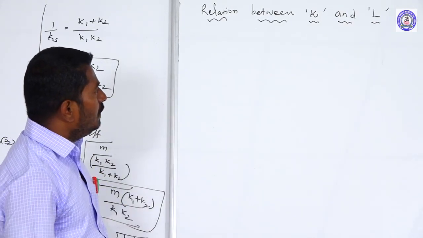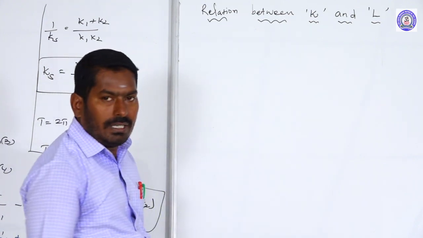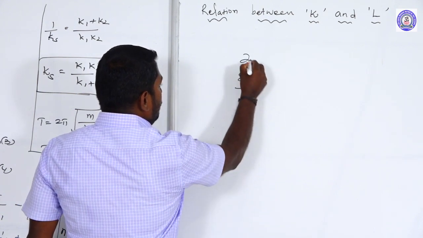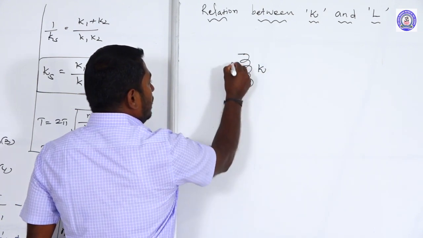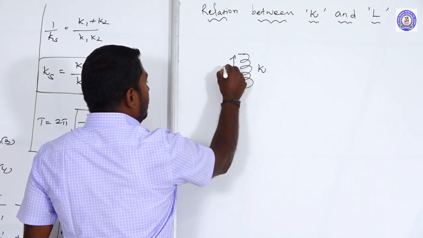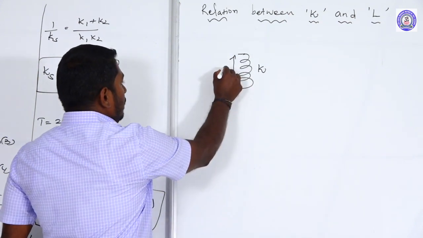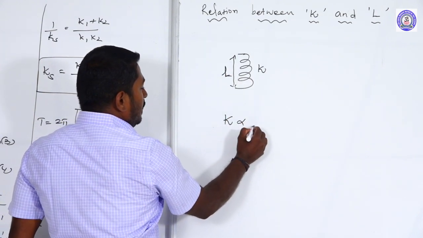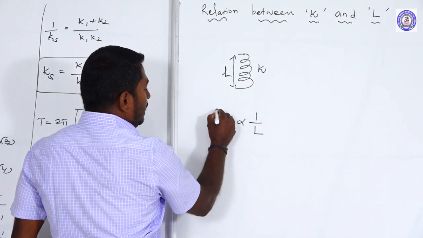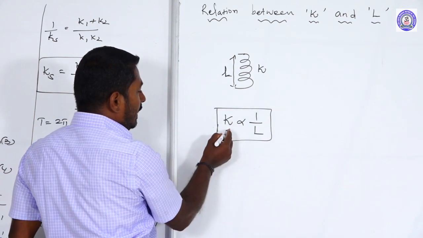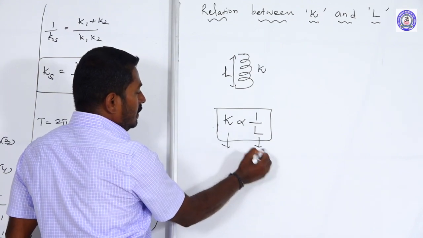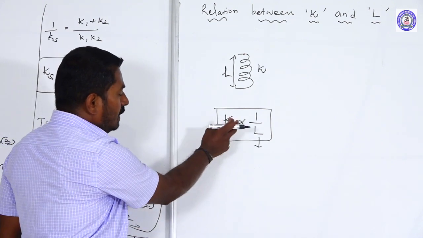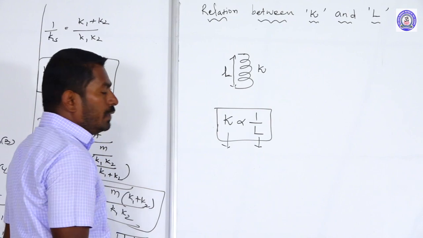Next, another important topic related to NEET: the relation connecting the spring constant and the natural length of the spring. Let us consider one spring. The spring has a spring constant K and natural length L. So spring constant is inversely proportional to the natural length of the spring. It is an important relation connecting the spring constant and the natural or original length of the spring. Spring constant, or force constant or stiffness constant, is inversely proportional to natural length.